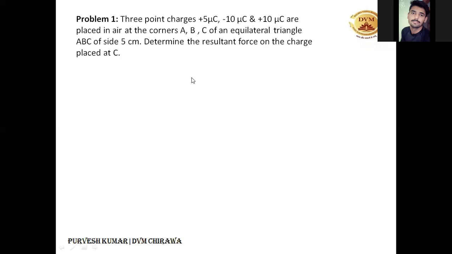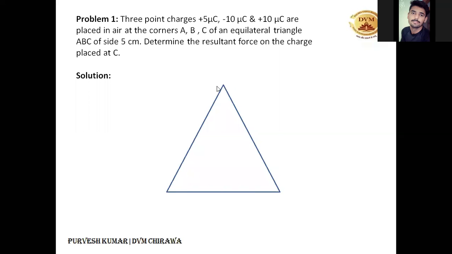So what we do is we draw a triangle and mark the points A, B, C and place the charges on these vertices of the triangle respectively. So this is your point A, and at point A plus 5 microcoulomb is placed. So I have placed plus 5 microcoulomb. At point B, minus 10 microcoulomb is placed, so I have placed minus 10 microcoulomb over here. And at point C, plus 10 microcoulomb is placed, so I have placed plus 10 microcoulomb over here.